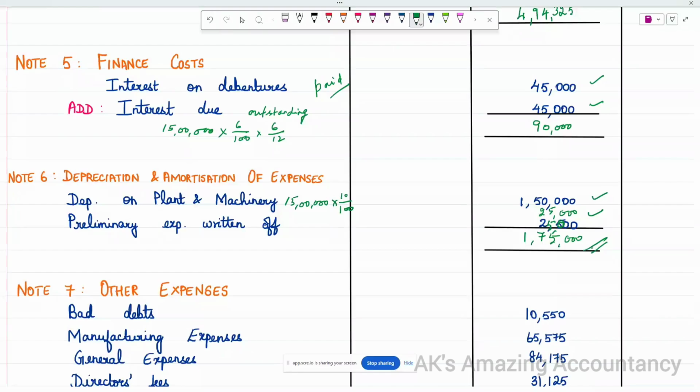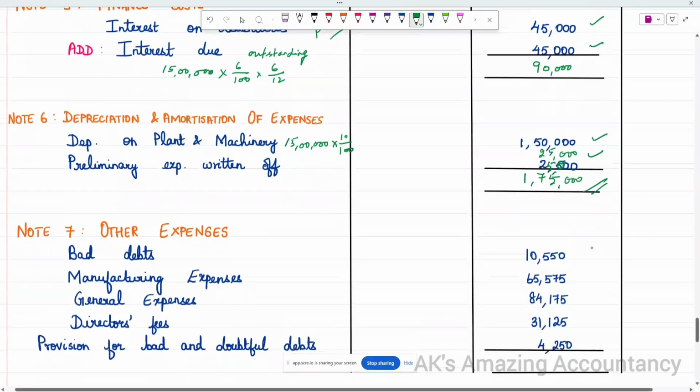Then Note 7 is for other expenses. All those expenses which did not come under Note 3, 4, 5, 6 will come under other expenses. So we'll be getting items like bad debts, manufacturing expenses, general expenses, director's fees and all that. So as I told you already, you have to be very, very thorough with the format and you should know which item will come under which note, which item will come in the statement of profit and loss and which item will come in the balance sheet. Only if you are thorough with all that, you will be able to do the answers correctly, okay?